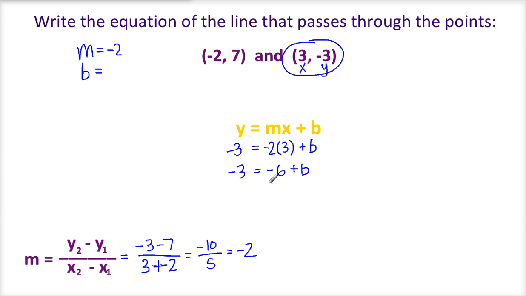So we need to get b by itself, so get rid of the 6 by combining it with its 0 pair. So add 6 on both sides. Negative 3 plus 6 is 3. Negative 6 and positive 6 are 0. And this equals b. So b is equal to 3. So the y-intercept, or where this line crosses the y-axis, is at (0, 3). So my equation for this line, y equals mx plus b, is y equals negative 2x plus 3.